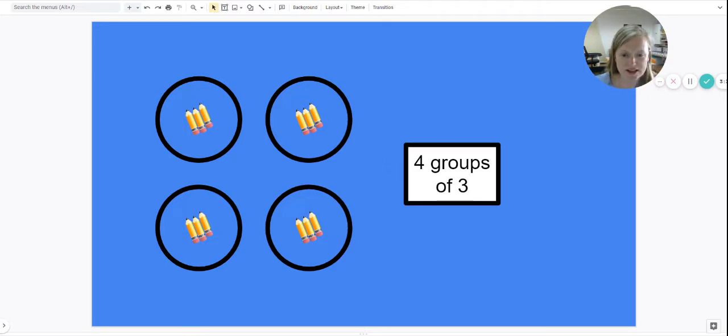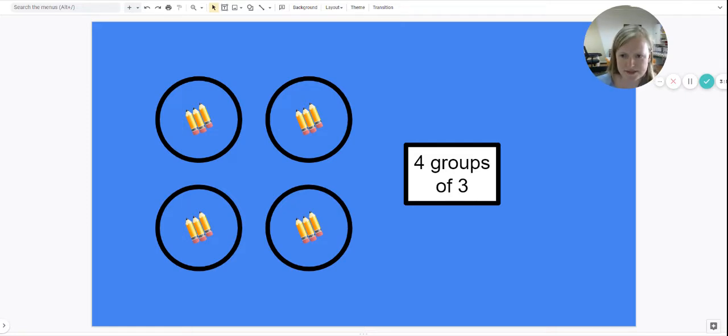We can write it like this, 4 groups of 3. When you see the words 4 groups of 3, that's the same as seeing an image with 4 groups that have 3 pencils in it. So we've now learned that we can both write it or draw it or represent it. If we had the pencils physically, we'd be representing it. So there's always 3 ways to do these things, isn't there?